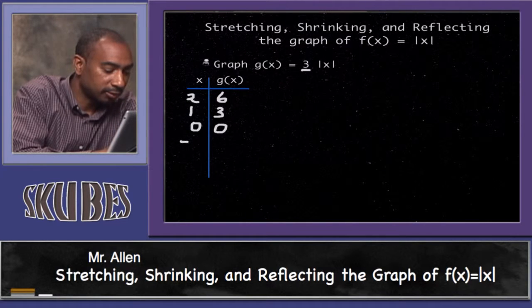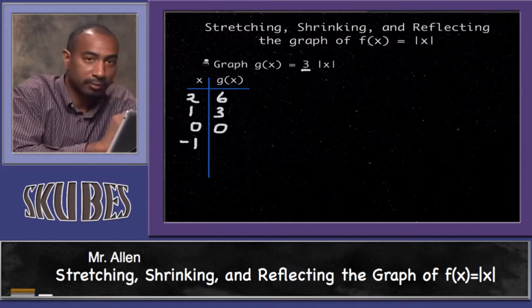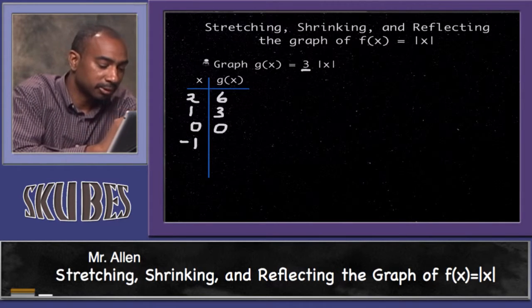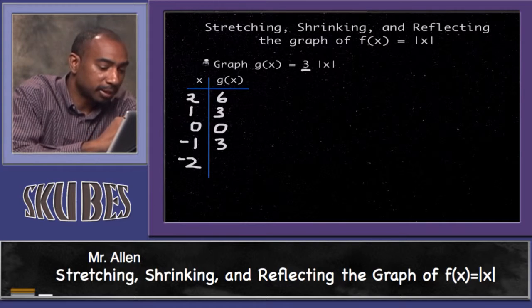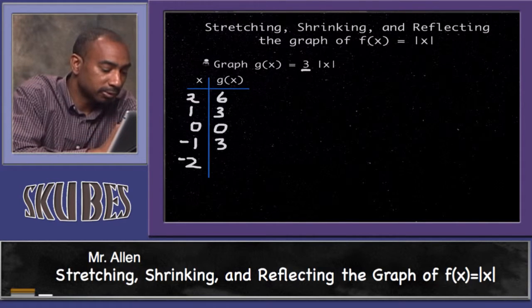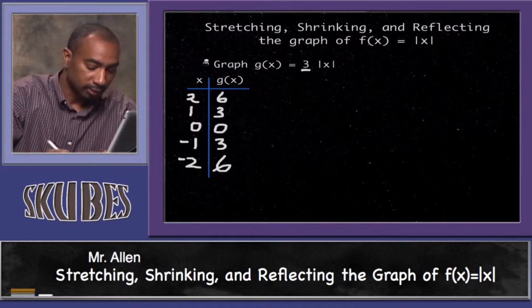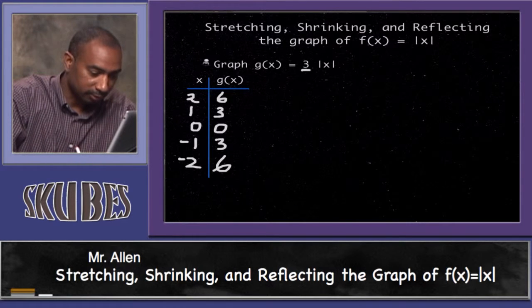Let's say I had -1. The absolute value of -1 is 1, and 1 times 3 is 3. And if I have -2, the absolute value of -2 is +2, and 2 times 3 is indeed 6. So let's see what happens when we graph those.